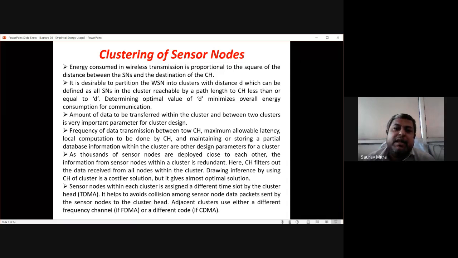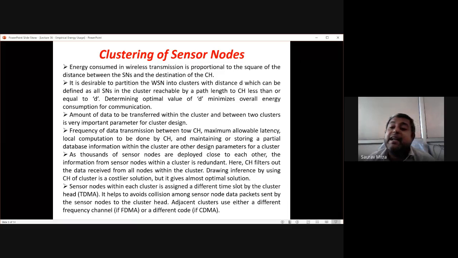And d is not a very big distance. d is actually a small distance. There is a single hop distance between a normal node and the cluster head. Determining the optimal value of d minimizes the overall energy consumption for communication. So if you keep d very big, the size of the cluster also becomes very big, the number of sensor nodes required in that cluster will be small, and in that case, the accuracy also will be small.